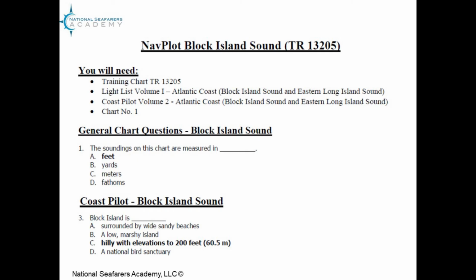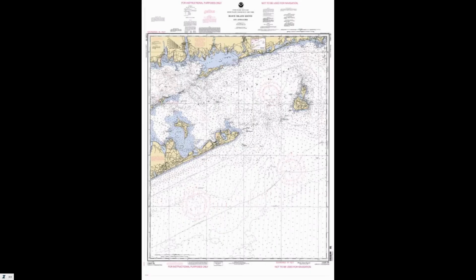So where do we get additional information that is not presented on a chart? We get that in the Coast Pilot. So we're going to look up the Coast Pilot to answer that question. To answer the first question, we're going to need the training chart for Block Island Sound. And again, you can find a link to an electronic version of this chart in the comments section below.